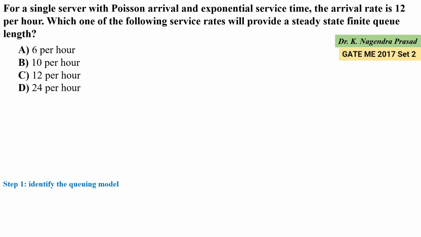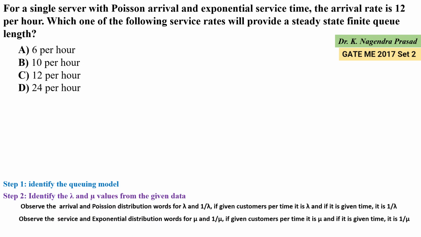So we know the procedure to solve queuing problems. The first step is to identify the queuing model. Next, we identify the lambda and mu values from the given data. Then write the required formulas and substitute the lambda and mu values. So let's see the solution.